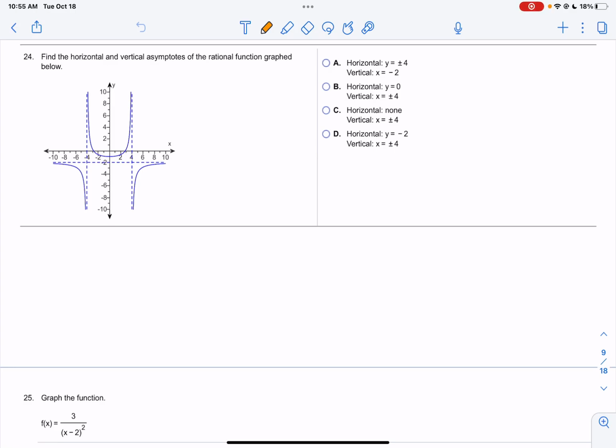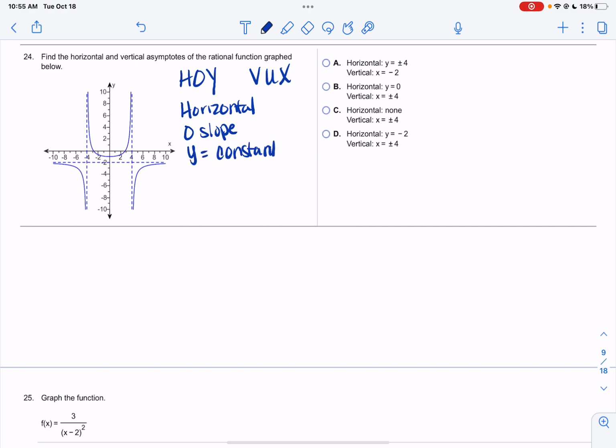For number 24, find the horizontal and vertical asymptotes of the rational function graphed below. As a quick review, I like to use the HOY VUX acronym to summarize horizontal and vertical lines. HOY stands for horizontal lines. They have zero slope, and the equations are in the form of y equals a constant.